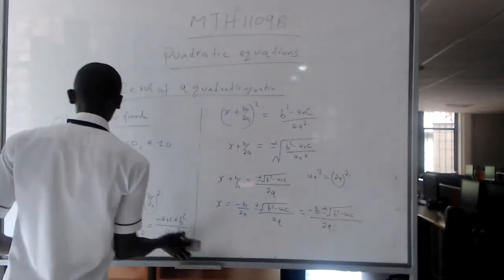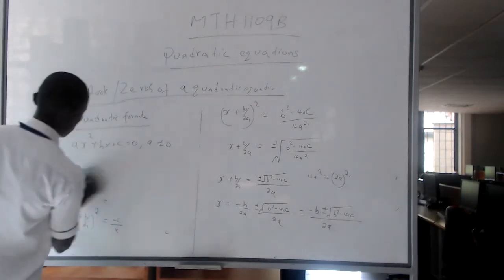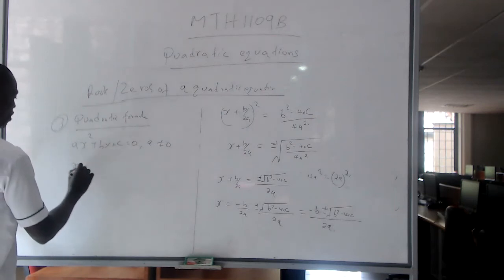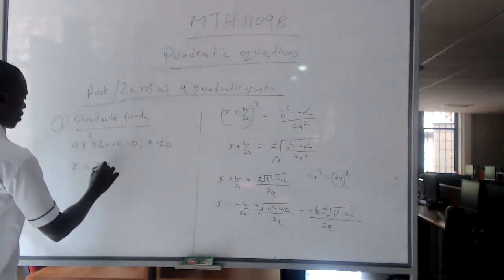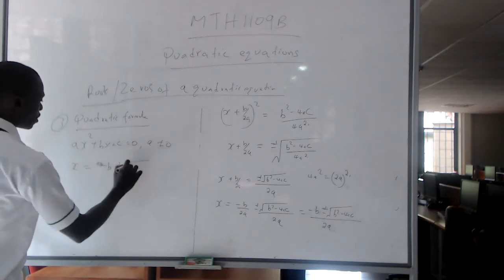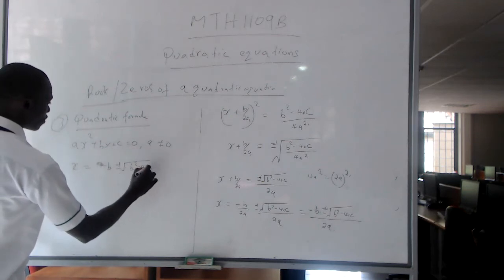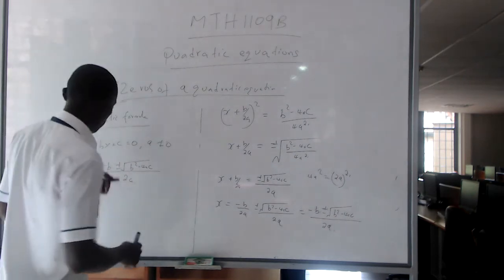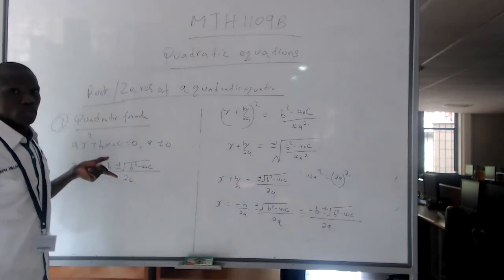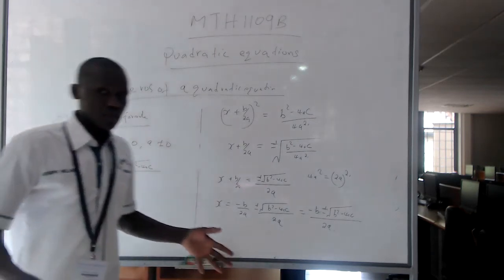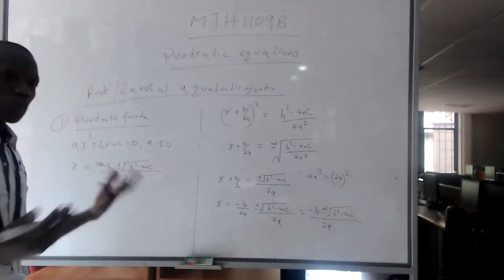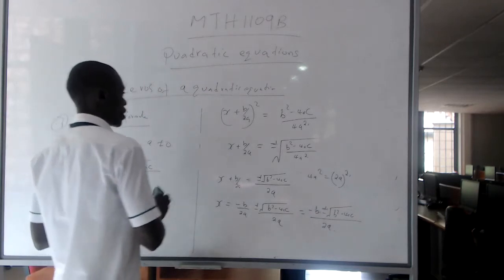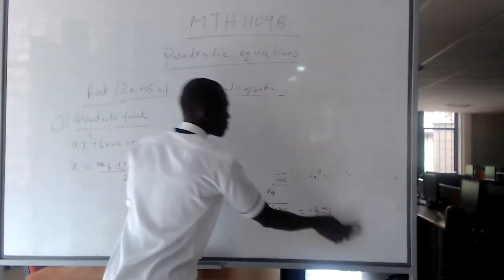So all you need to remember is that to solve a quadratic equation in the form ax squared plus bx plus c equals 0, the roots are simply x is minus b plus or minus the square root of b squared minus 4ac divided by 2a. And because this is plus or minus, in some cases you get 2 roots. In some cases you get repeated roots. Okay, so let me take an example.